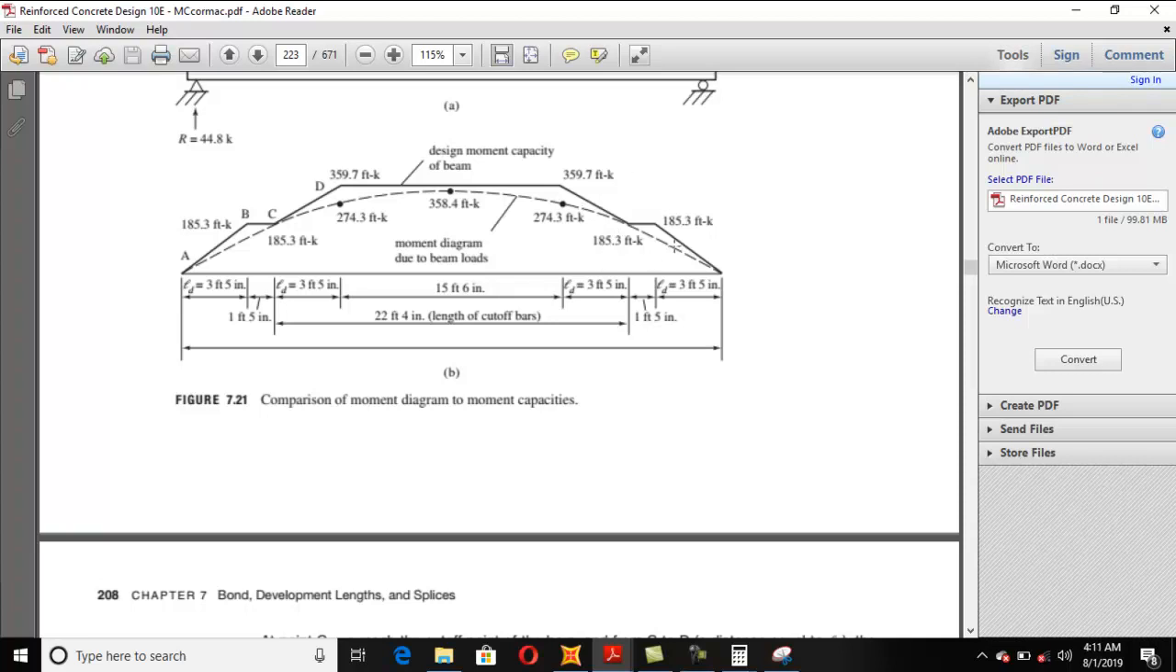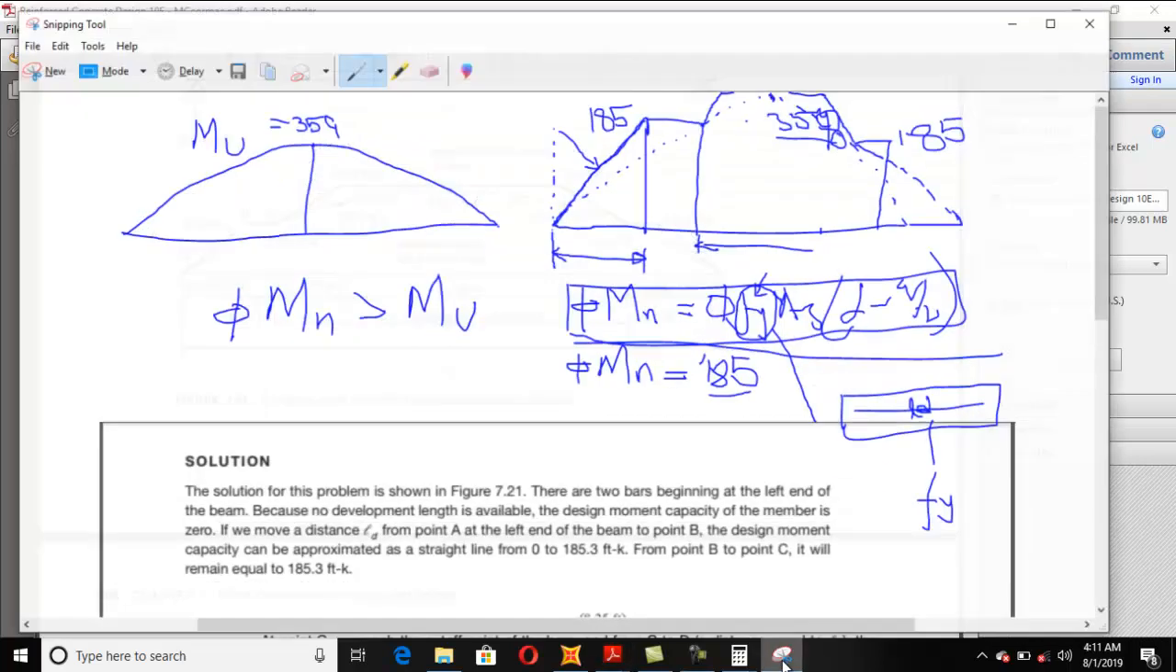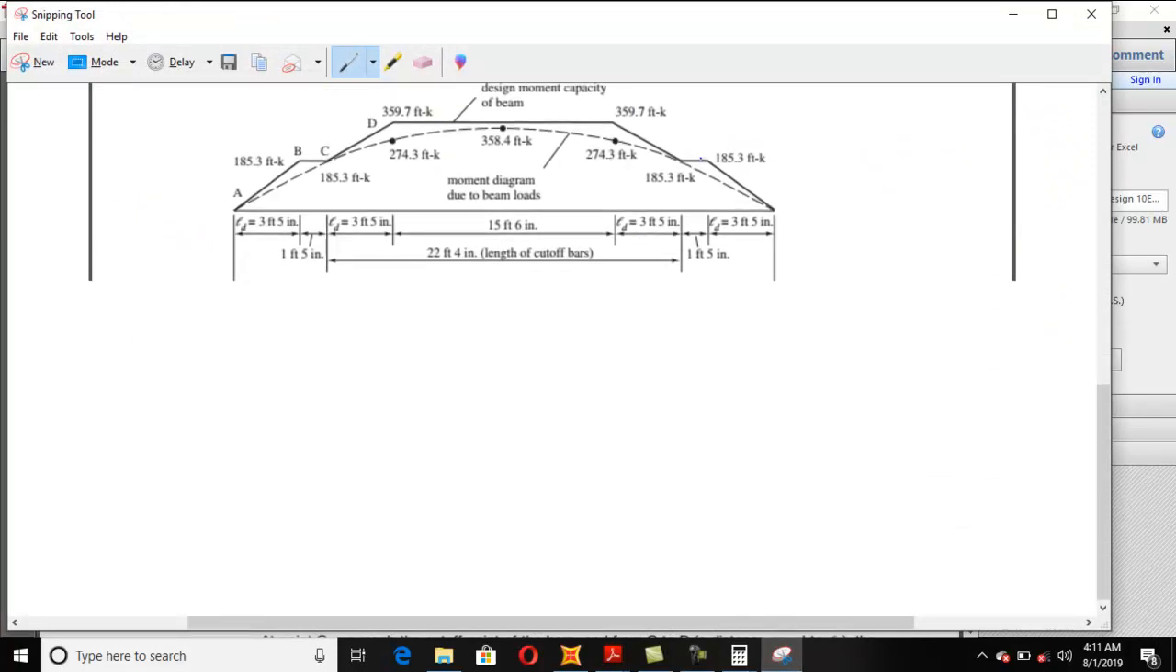Okay, so now from this point, this is basically the first theoretical point. Clear. This is the theoretical point. Clear.